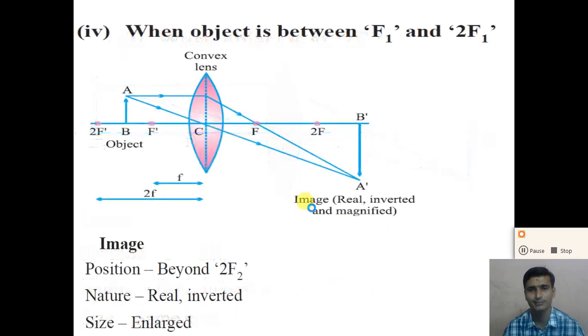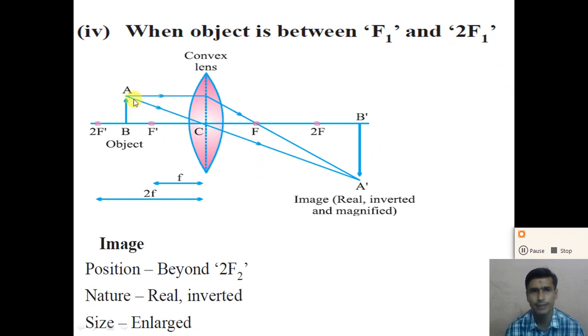Now next, when the object is between F1 and 2F1, that is, when the object is placed between the first principal focus and the first center of curvature. So when the object AB is placed between F1 and 2F1, to form an image of the object AB, we need to consider a minimum of two rays.